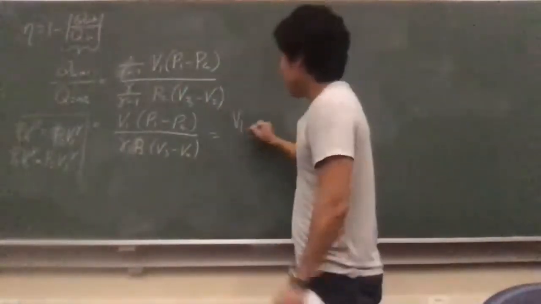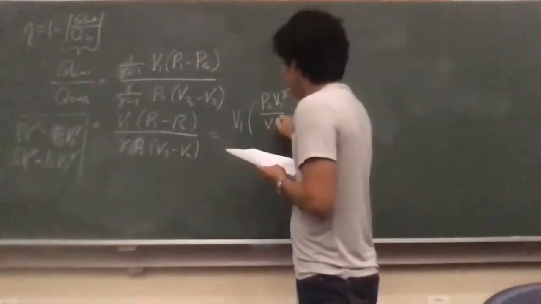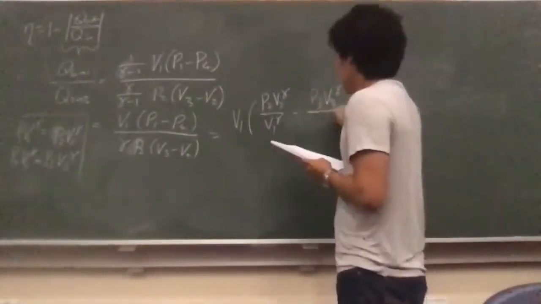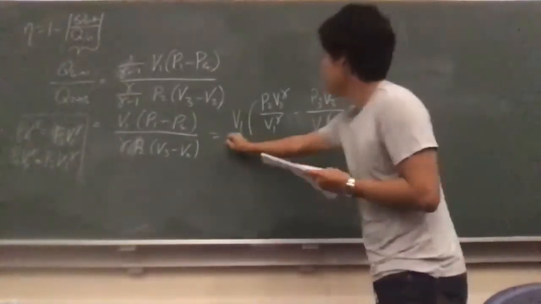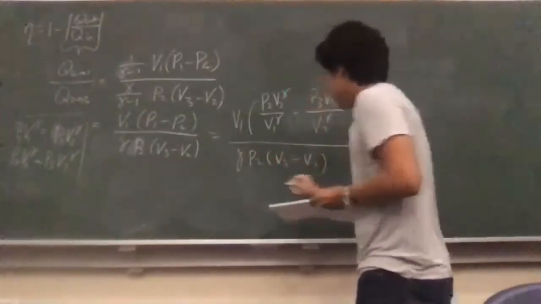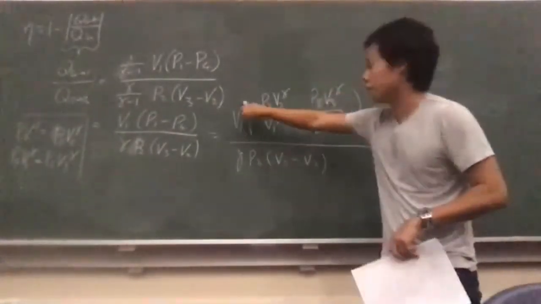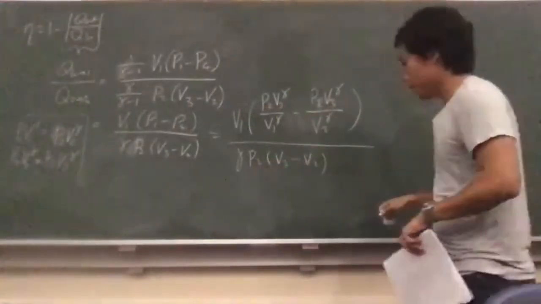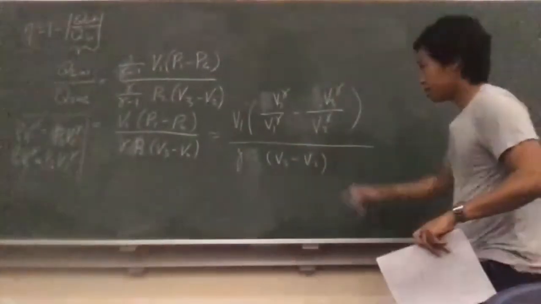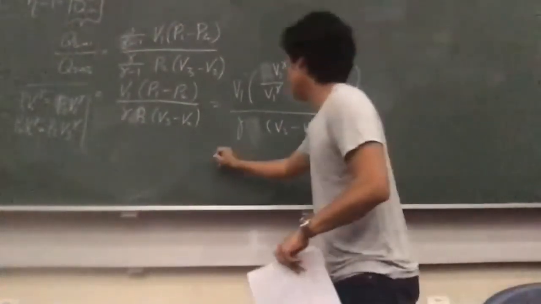So you get V1 times (P2 V2 gamma divided by V1 gamma minus P3 V3 gamma divided by V2 gamma), divided by gamma P2 (V3 minus V2). Okay, P3 is the same as P2. So these two can come out the front and cancel out with this P2. So these all go away. So yeah, just gonna rub that out, and that, and that. And now you just have to stare at the final expression and figure out to do exactly these steps.